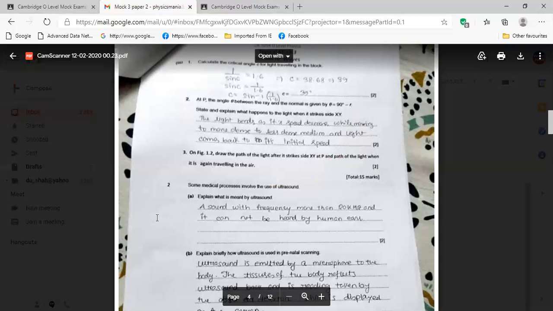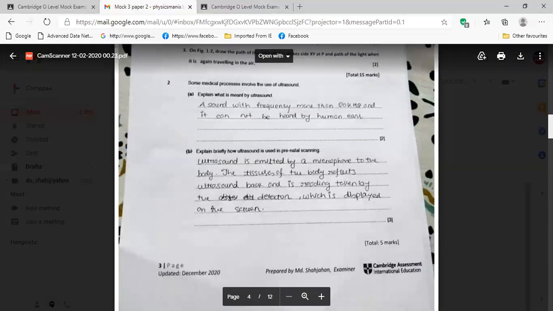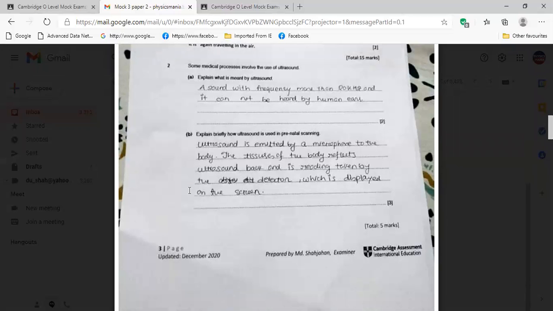Now question 2, right? Yes, sir. Question 2. Let us see. Explain what is meant by ultrasound. A sound with frequency more than 20 kilohertz and it cannot be heard by the human ear. Correct. Then ultrasound is emitted by a microphone. What you said? Microphone. Yes, sir. It is like emitted by a device, right, sir?